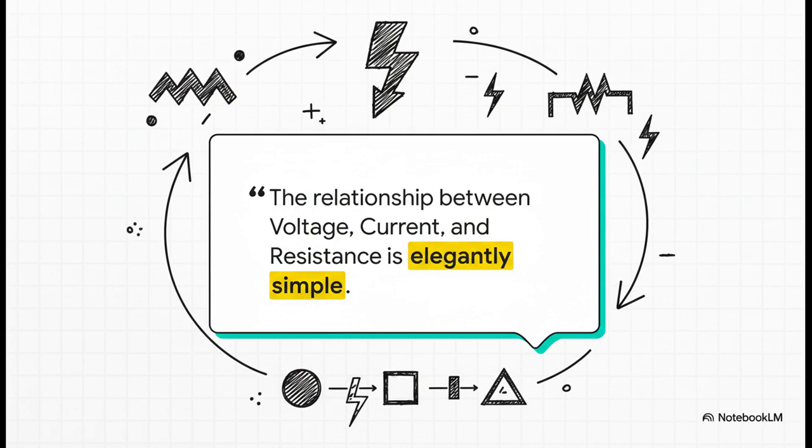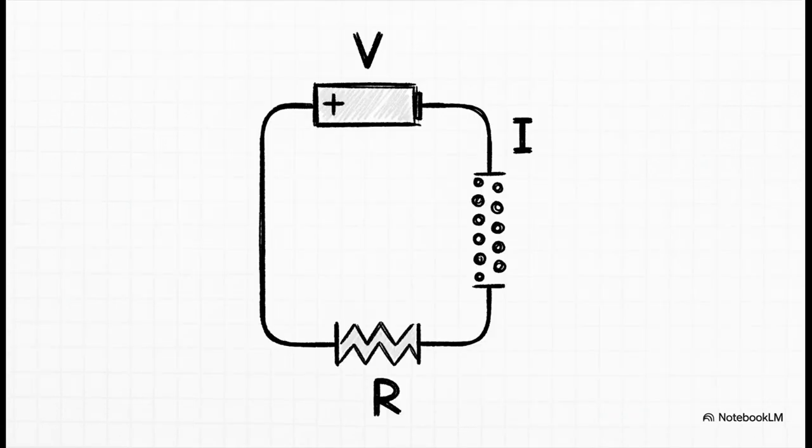Now these three things, the push, the flow, and the obstacle, they're not independent. They are all linked together by one of the most important and, thankfully, one of the simplest laws in all the physics. And this is it. Ohm's law. Voltage equals current times resistance.